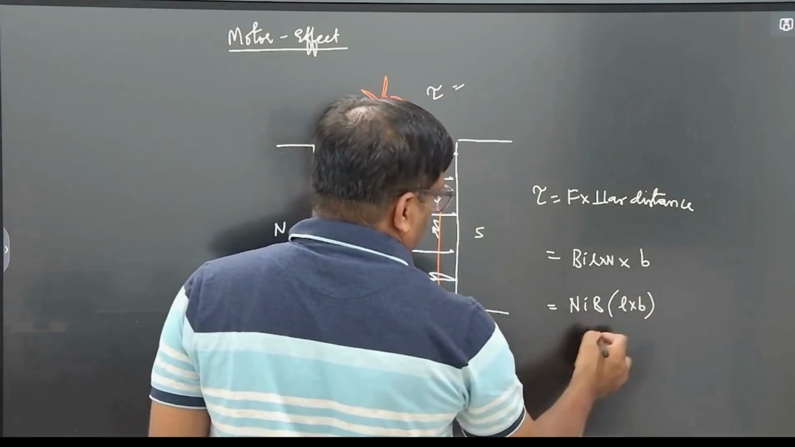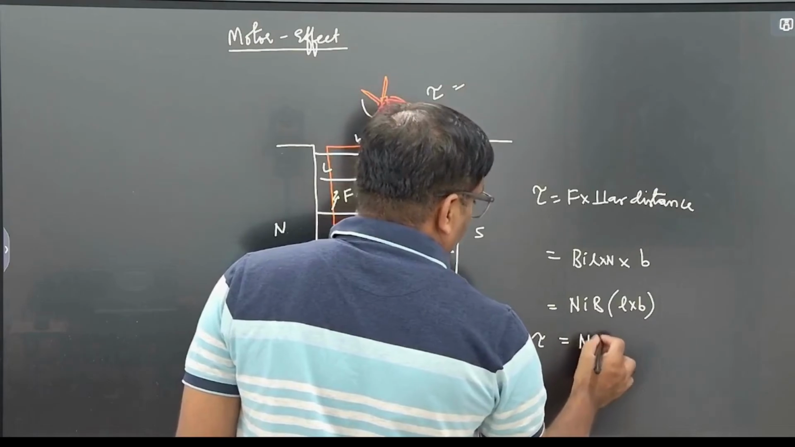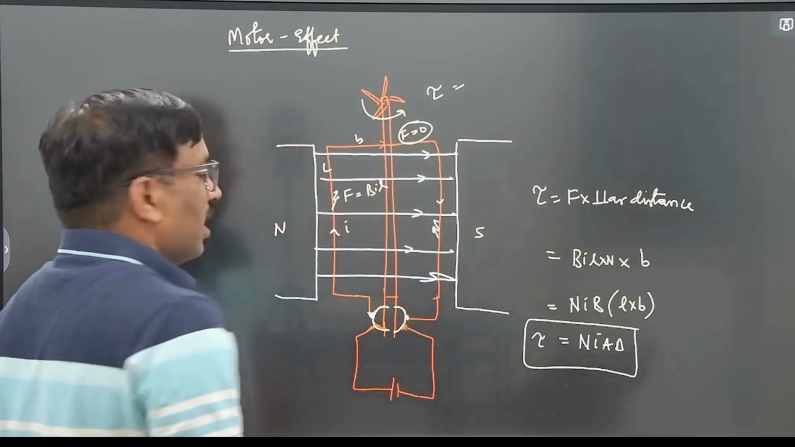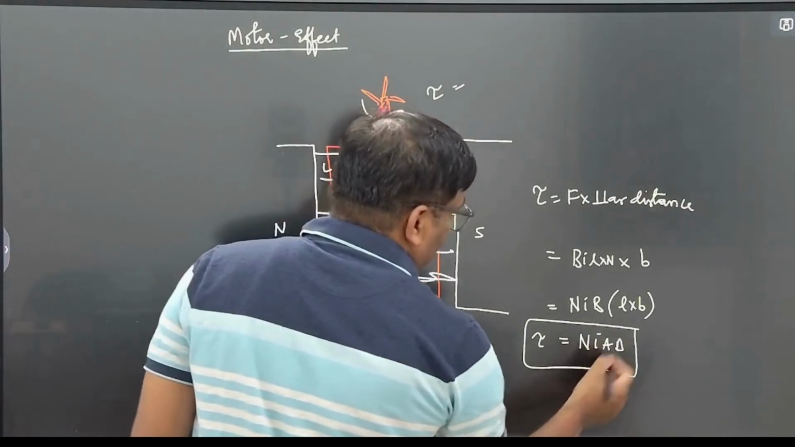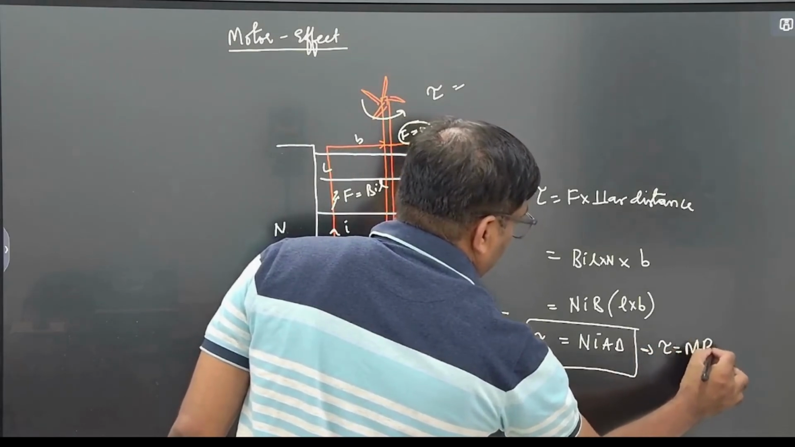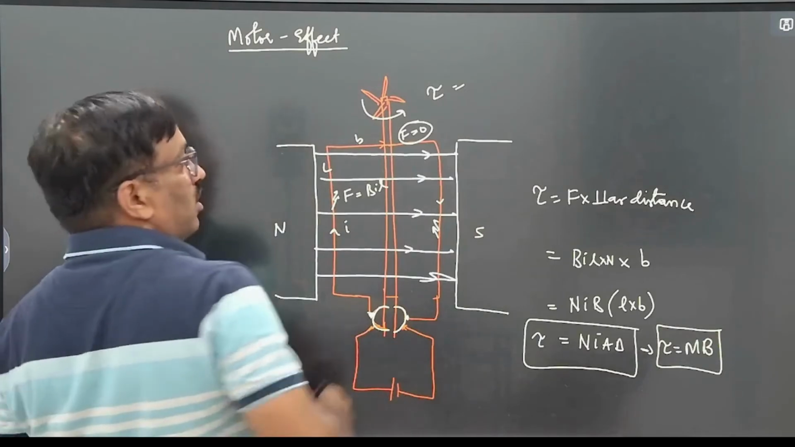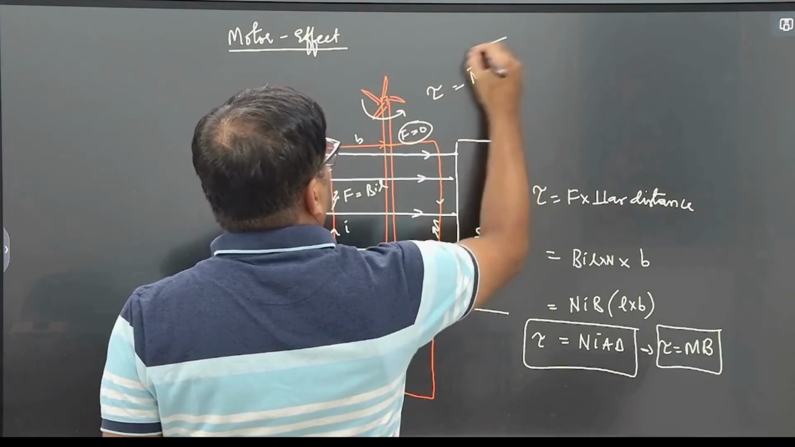So L into B is nothing but area. So what is the magnitude of the torque? N into I into A into B. Clear? So N into I into A is nothing but the magnetic moment. Torque is equal to magnetic moment into B. If you want to write it in vector form, you can rewrite it as M cross B. So that will be your torque.